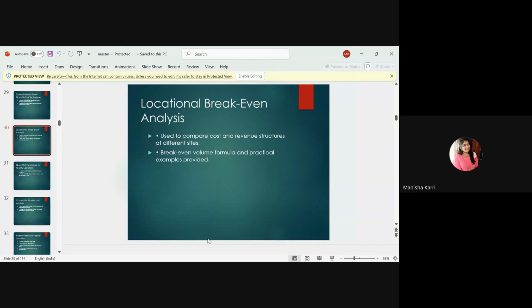So the next one is locational break-even analysis. Generally, locational break-even analysis is a method used by businesses to compare the different types of costs and some potential revenues of operating different sites. It helps to decide which location would be the most cost effective for the business, especially when considering the fixed and variable cost.